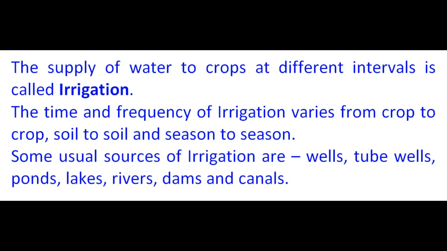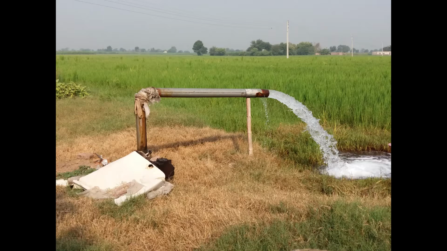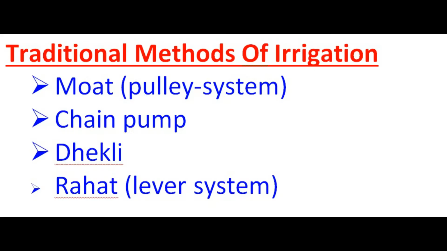What is irrigation? Irrigation is the supply of water to crops at different intervals. The time and frequency of irrigation varies from crop to crop. Rabi crop needs one kind of irrigation, Kharif crop another. Soil to soil, and also from season to season. Some usual sources of irrigation are wells, tube wells, canals, ponds, etc.